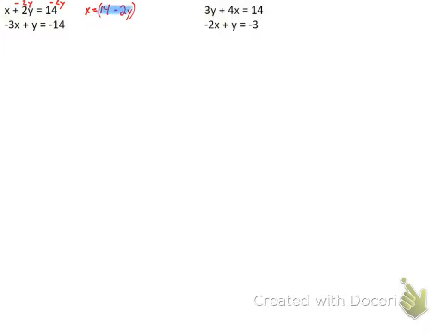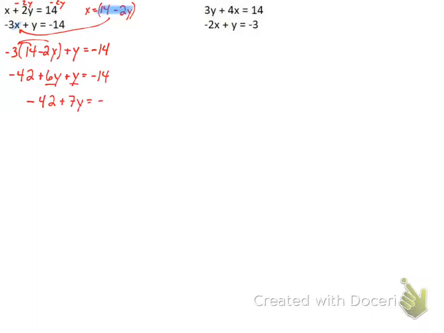Once I'm there, I want to plug this in. I'm going to grab this, and I'm going to plug it in for x. I get negative 3 parentheses 14 minus 2y, plus y is equal to negative 14. I can distribute. Let's see, negative 42. Yeah, so I get negative 42 plus 6y plus y is equal to negative 14. Combine my y's together to get negative 42 plus 7y is equal to negative 14.